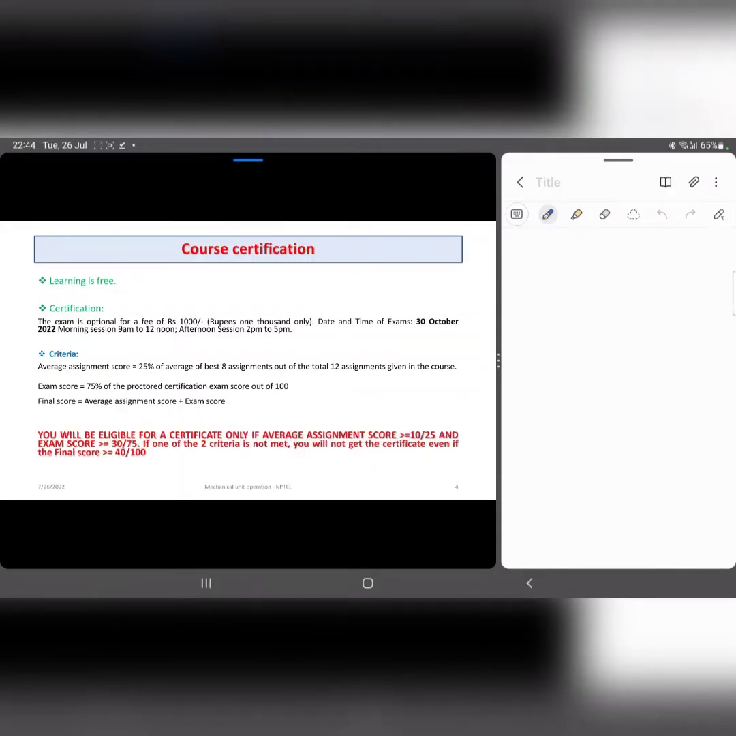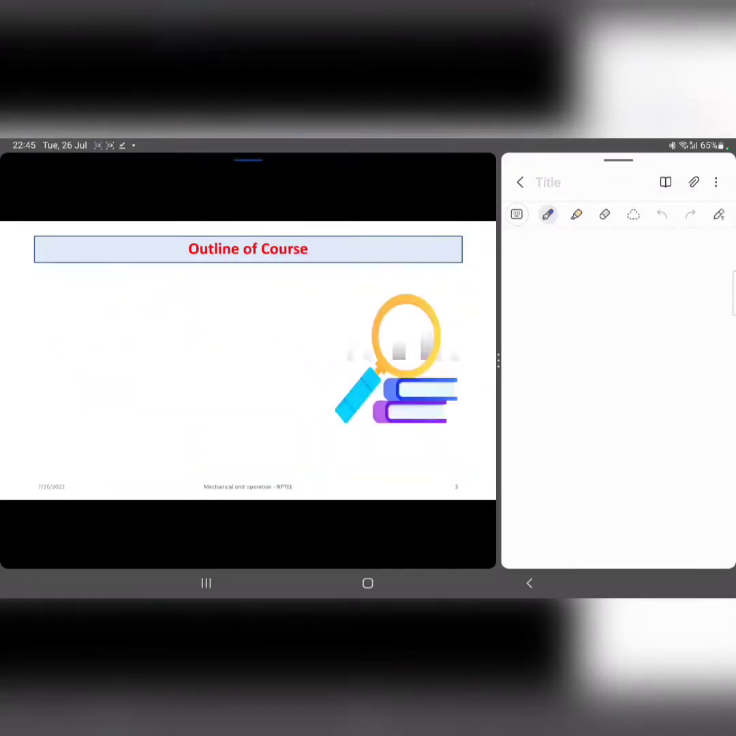Okay, so there is one particular criterion: you are only eligible for the certificate if the average assignment score is greater than or equal to 10 out of 25 and the exam score is greater than or equal to 30 out of 75. If any of the criteria is not met, then you will not get the certificate. Even if you have, say, 50 out of 75 in the final exam, but you don't have 10 marks in your average assignment score, then also you will not get the certificate.